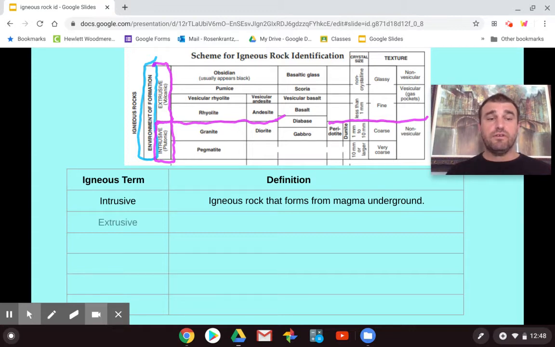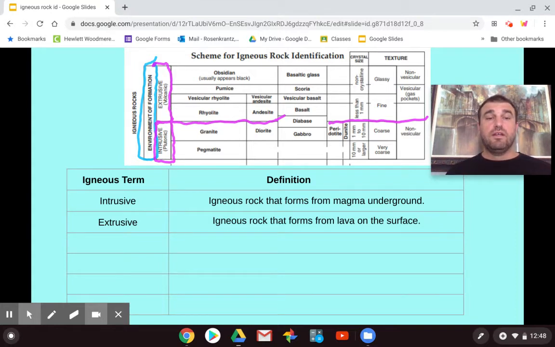Therefore, extrusive has the prefix ex, like exiting or exterior. That means the volcano had to erupt, and they give you that little clue right here in parentheses. It says volcanic. So an extrusive rock formed on the surface after a volcano erupted. It's an igneous rock that forms from lava on the surface.